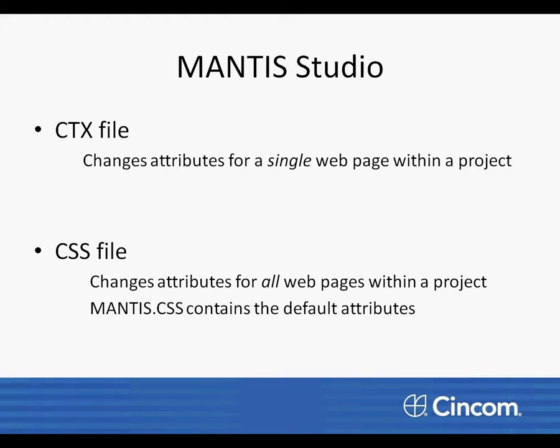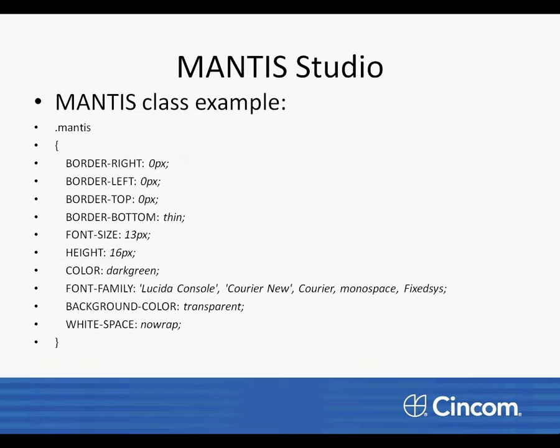To make changes that apply to all screen definitions created within the project, you need to make your changes in the Cascading Style Sheet, or CSS, for the project. MANTIS Studio comes with a default CSS file called mantis.css, which sets display attributes for all files within Mantis projects. We will use this default CSS file for our example program. However, you can change the Mantis CSS file with your own defaults, or create a new CSS file for any or all projects. Styles or attributes are defined as classes within the CSS file.